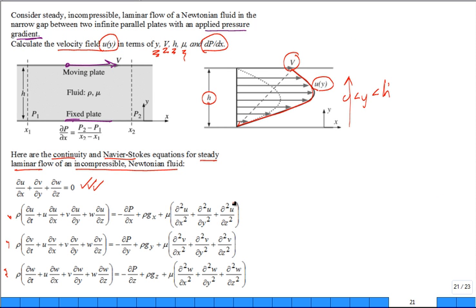All right. So now let's start going through this, striking the terms that are zero. How about the continuity equation? First of all, is there any v? Everywhere you see a v, it's 0.